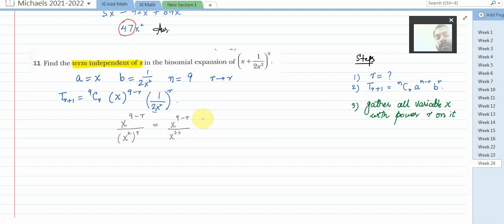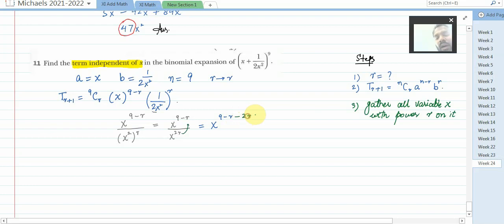Alright. So now it will be x to the power 9 minus r in the numerator. When you shift 2r in the numerator, that will be minus 2r. Alright. So you got the value of x in terms of r, that is 9 minus 3r. Alright class, that is a very important step that we need to do here to find out x to the power r.